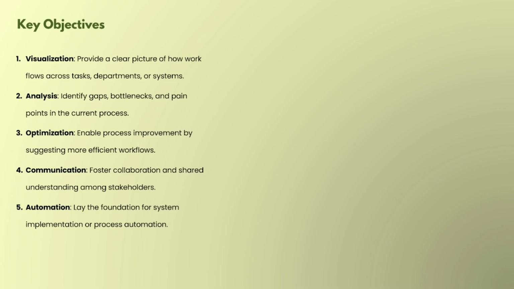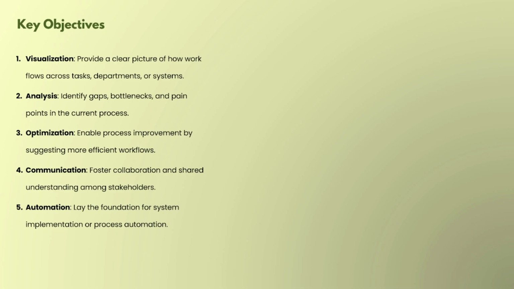Next is analysis. It identifies gaps, bottlenecks and pain points in the current process. Here we can spot what's not working, like delays, missing steps or anything slowing things down. Then it helps in optimization as well. It enables process improvement by suggesting more efficient workflows. This means that once we see the issue, we can suggest better, faster ways to get work done.